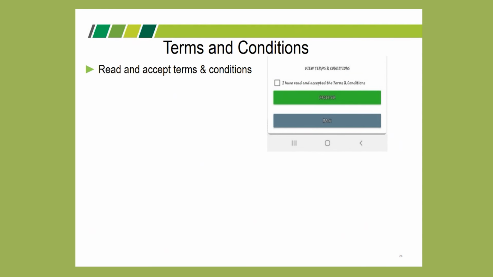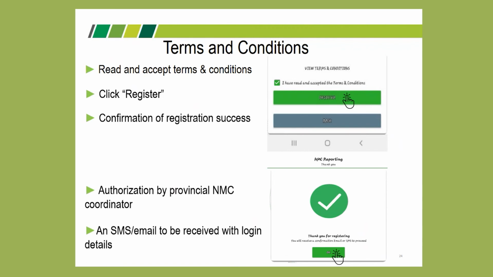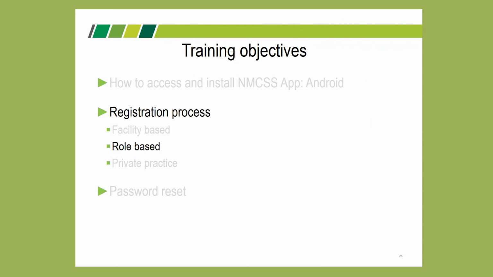It will be your terms and conditions. You read and accept your terms and conditions, which will read around all your confidentiality and privacy issues surrounding all the information that you will be exposed to, and click on Register. A confirmation of registration will be sent to you via SMS, and once that's done, you can click on OK. Authorization will be done by the Provincial NMC Coordinator. An SMS or email will be sent to you, and that will detail your username and your password.